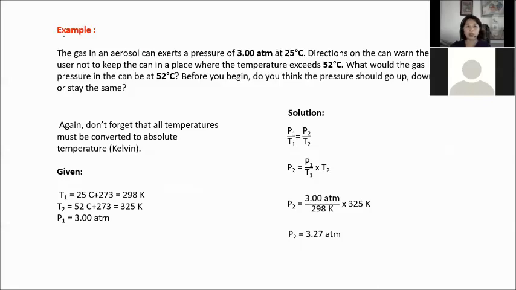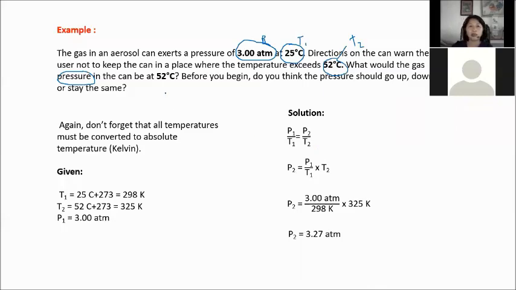So, an example, we have a gas in an aerosol can that exerts a pressure of 3 atm at 25 degrees Celsius. So, label agad niyo ito. This is T1. Directions in the can warn the user not to keep the can in a place where the temperature exceeds 52, or T2. What would the gas pressure in the can be at 52 degrees Celsius? So, anong pinahanap? The pressure.